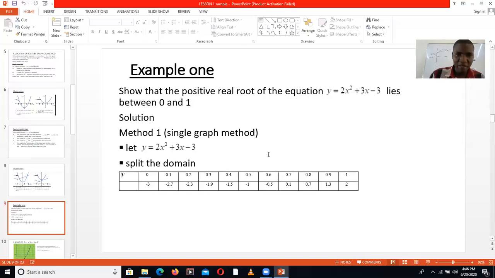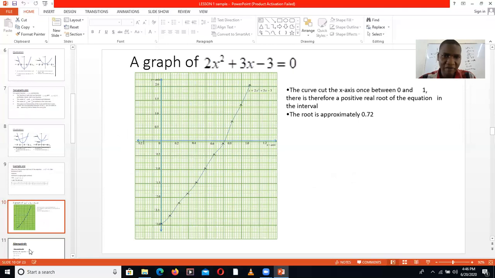So after that, I have my values of x and values of y. The next thing is plotting them. Remember, I'm using single graph method. So I'll have something like this. This is my graph. I've restricted myself to the interval given, that is 0 and 1. You notice that my curve starts at exactly 0 and ends at exactly 1. Doesn't go beyond that. That's one thing you must note.